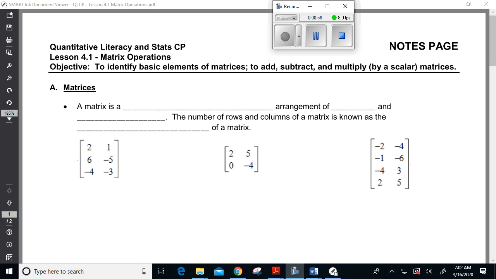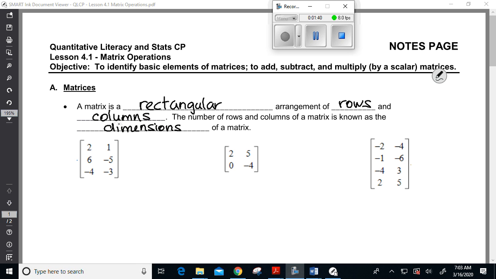So the basic concept of a matrix. If you worked with a table, you've worked with a matrix. A matrix is a rectangular arrangement of rows and columns. So you may have seen a matrix before, just haven't called it that way. The number of rows and columns of a matrix are known as its dimensions. Dimensions are also known as order, could be known as size, just depends on what book or what reference you're using.